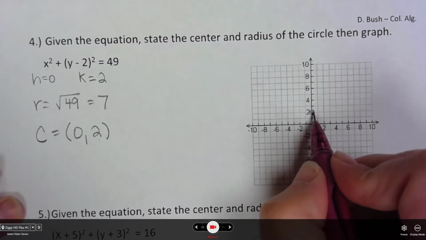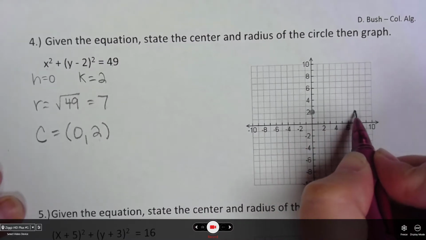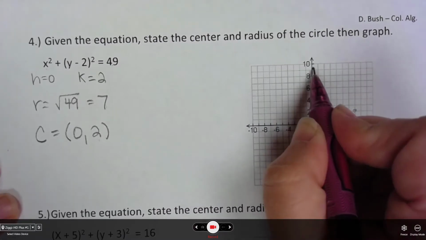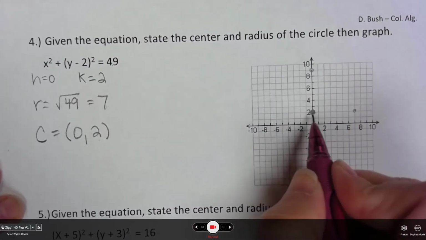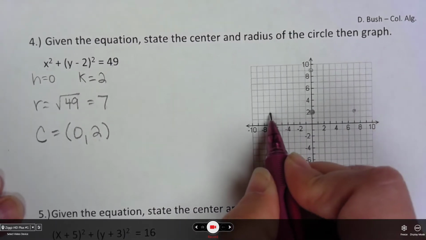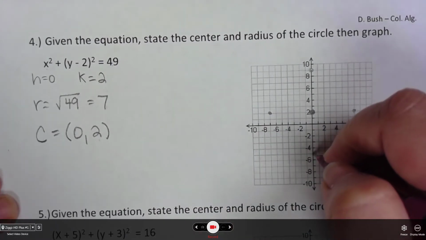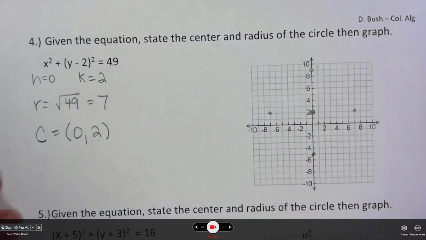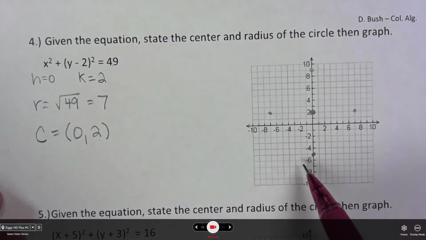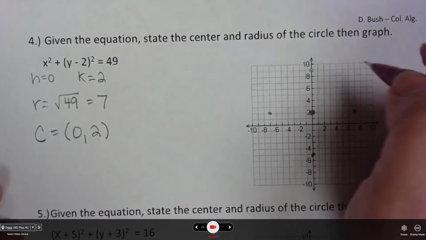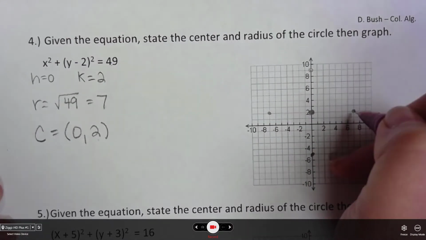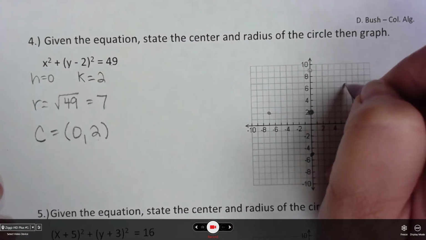So from the center, I'm going to move right 7. I'm going to move up 7. I'm going to move left 7. And I'm going to move down 7. So I went right, up, left, and down. That gives me enough points that I can connect them to form a circle. And just do the best you can.